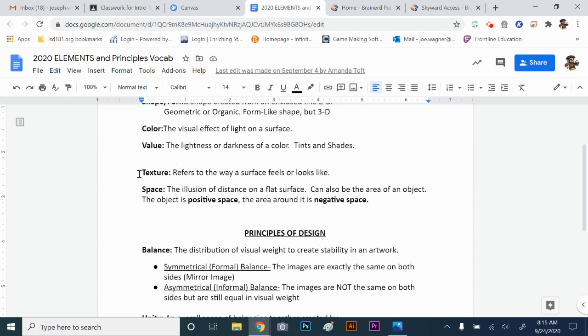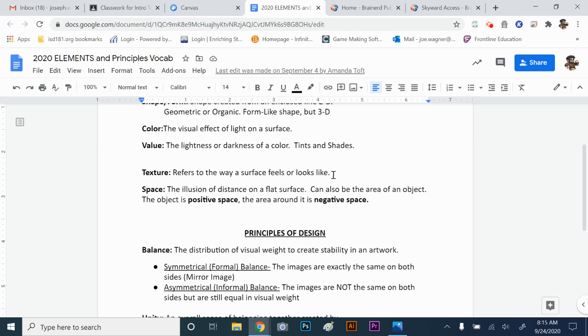Okay. All right, texture is the way something feels or the way that it makes you feel, or you get the illusion that it feels a certain way. So in a drawing, you could physically touch the paper and you could feel the texture of the paper, or you could draw something in a way that it might look very bumpy or very rough or very smooth. And in Zentangle, you get a lot of that because of the lines you use.